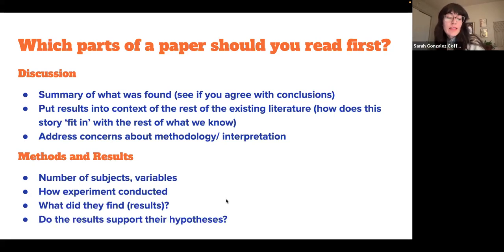Lastly, we look in these sections for, do the results support their hypotheses? So after you took a peek in the introduction and saw what are they looking at, now what did they end up finding? Did that support what they expected?